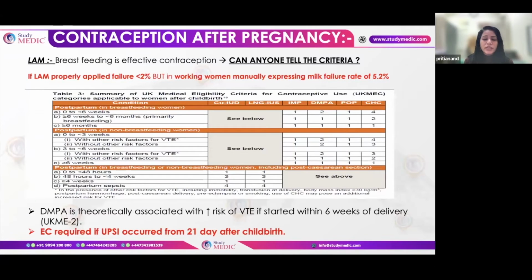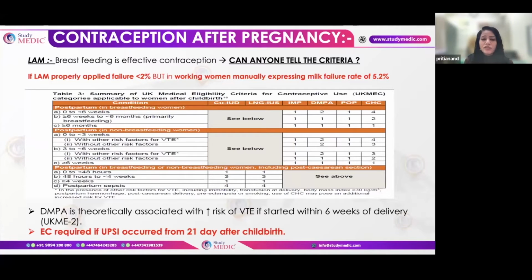Contraceptives after pregnancy: for the first 21 days, they say if you do not give anything, then also it is okay. However, if the patient wants anything, you can start anything. For example, CHCs need not be given to patients who are breastfeeding up to 6 weeks. CHCs are not given to non-breastfeeding mothers up to 3 weeks. But if the non-breastfeeding mother has risk factors for venous thromboembolism, then CHCs are not given even for 6 weeks.